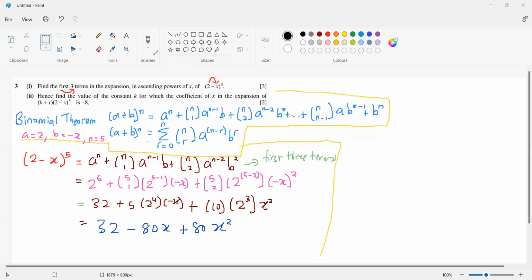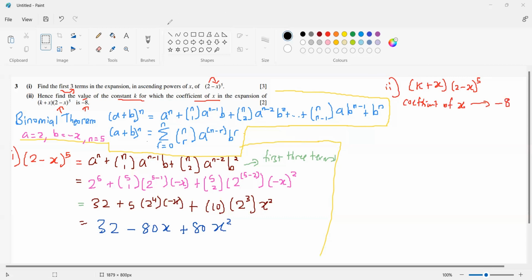Okay, let's go for the B part, please. So this is the first part. Now, the second Roman numeral there: Hence, find the value of the constant k for which the coefficient of x in this expansion is -8. Okay, let's look at the expansion. So (k plus x) times (2 minus x) to the power 5. They say the coefficient of the x term is going to be -8.